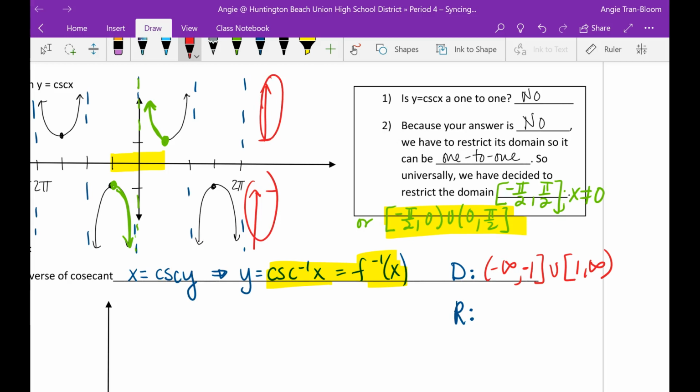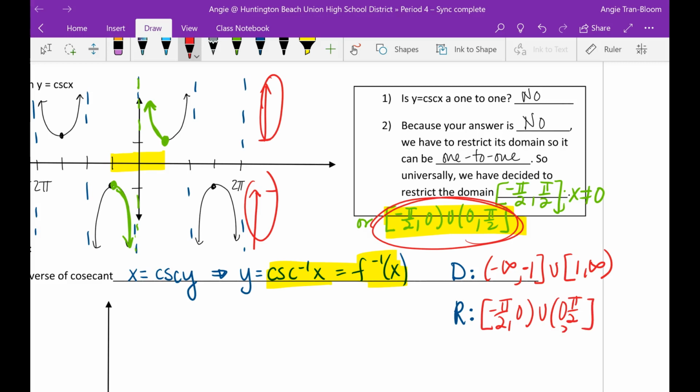Now, the range of cosecant inverse is where you have to look at our restriction, where we cut it off. So that's going to be negative pi over 2 all the way to 0, union that with 0 to positive pi over 2 inclusive. Don't forget the comma right there, okay? Yes, it's just like sine and cosine and tangent. The domain and range, super important, right? When we're trying to find the exact value.